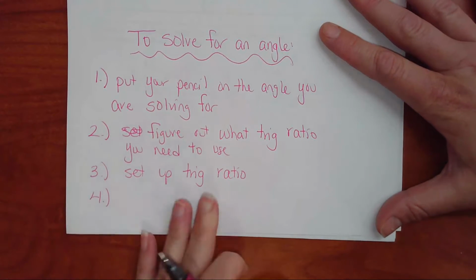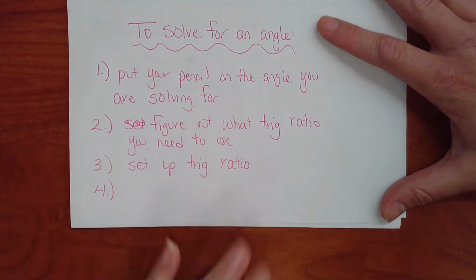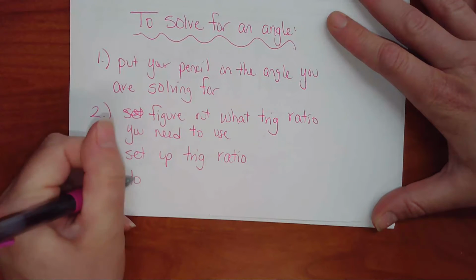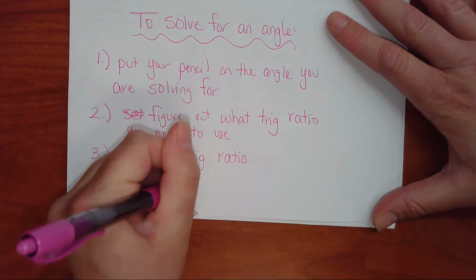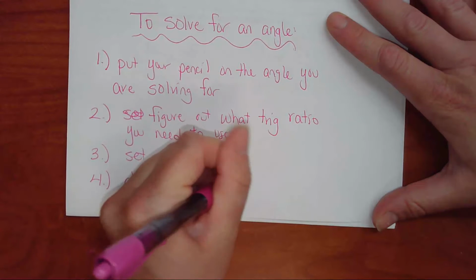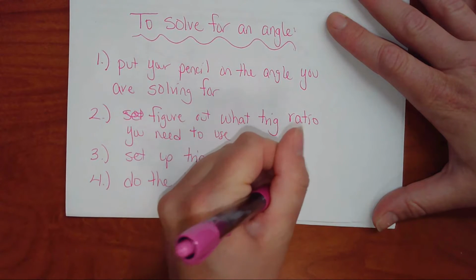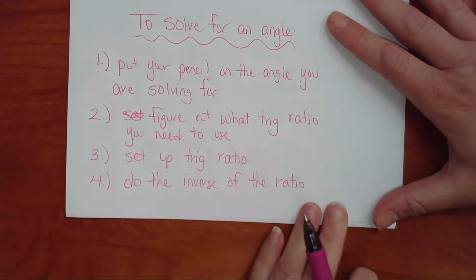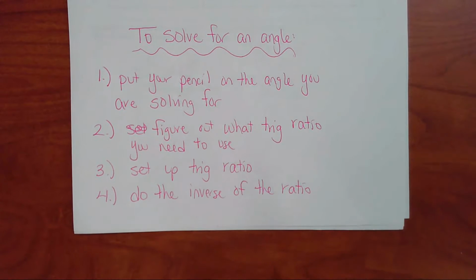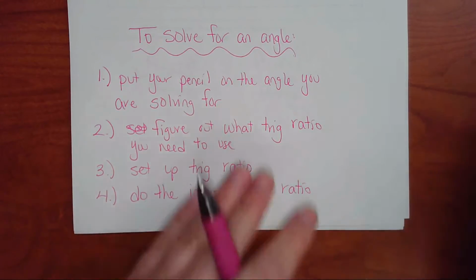And the last step is once you have your trig ratio set up, then you're going to do the inverse of the ratio. So that part right there will be a little weird. You're not going to be cross multiplying or anything like that here. You're just going to be doing what's called the inverse. So I'm going to get Desmos pulled up here. You're going to need that today.